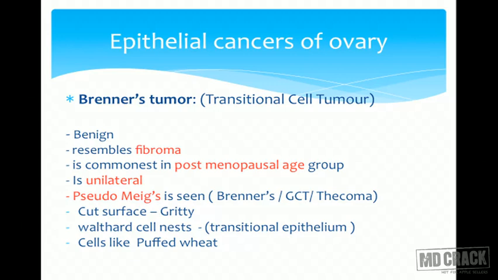Here, this is a tumor which again is found in the postmenopausal group, but unilateral, benign, solid, resembling fibroma, and on the cut surface it gives a gritty feeling. Every word about Brenner's tumor is important. Every word. It gives rise to pseudo-Meigs syndrome.